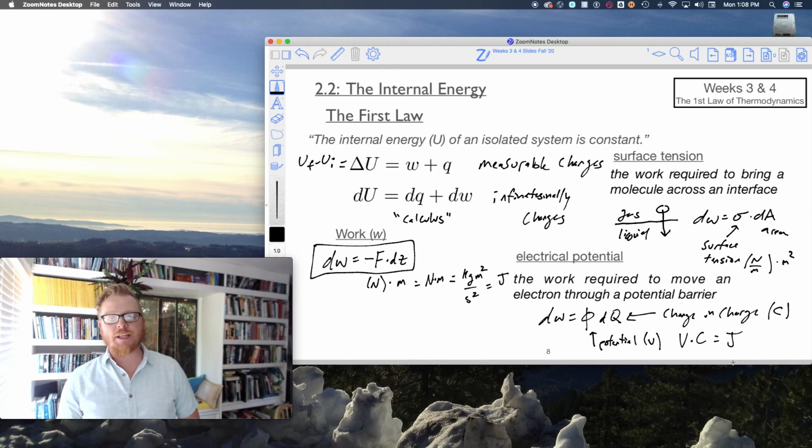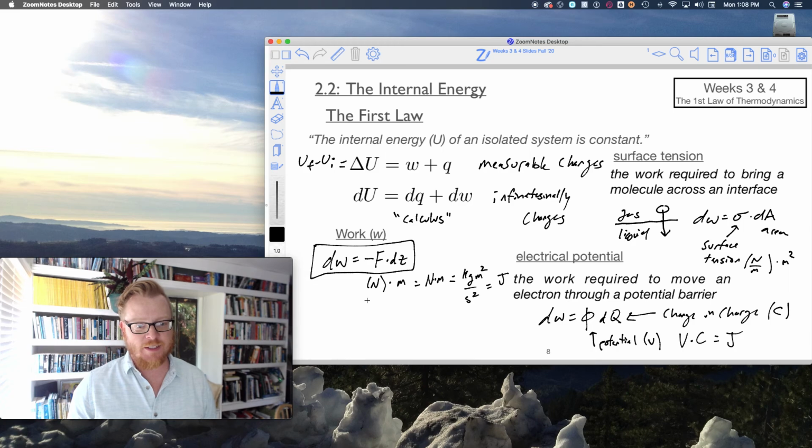So we're mostly going to be playing with this definition here, okay, basing it off of the simple root, force over a distance. But I just wanted to draw these two examples. Surface tension and electrical potential are both examples of thermodynamic work, okay?